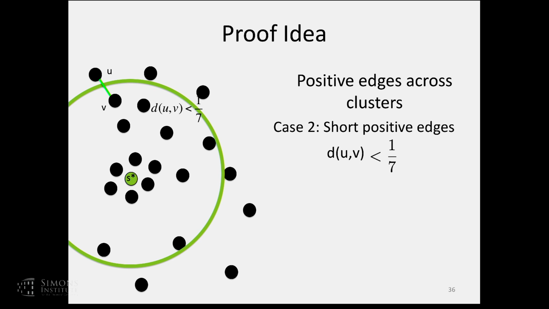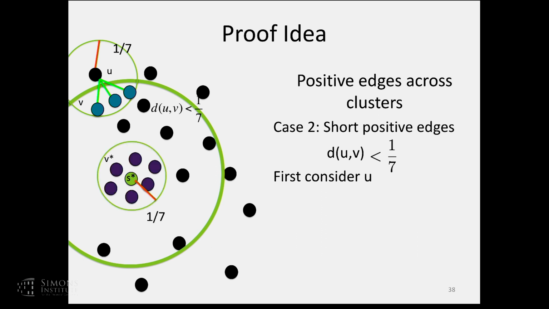Here's how we deal with this. Let's look at all of the vertices in this 1/7 ball. There could be a number of them. All of these blue vertices could contribute 1 to U's cost, and this is a problem. Remember, the way we picked our initial cluster was to pick that S star, which has the maximum number of vertices within its 1/7 ball.